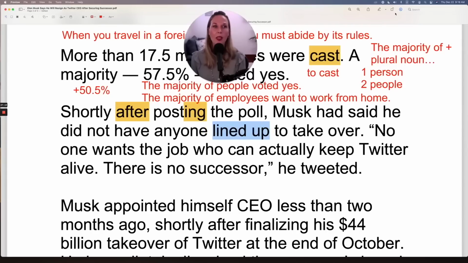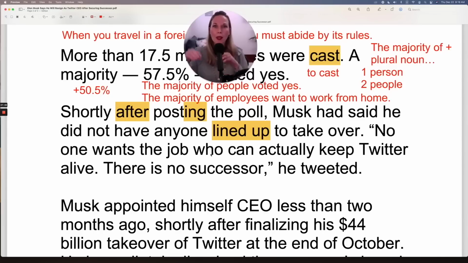So, lined up. This is a way of saying that someone is ready and available for the position. It's a phrasal verb, to line up. Now, this is the difficult part, I will say, about vocabulary and especially phrasal verbs. They have more than one meaning depending on context.